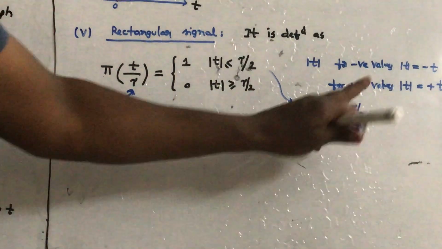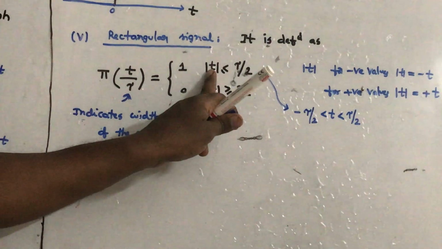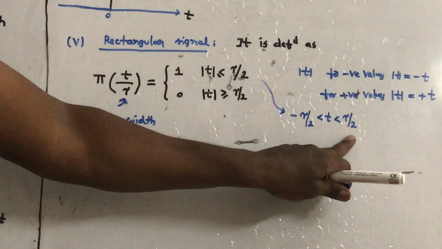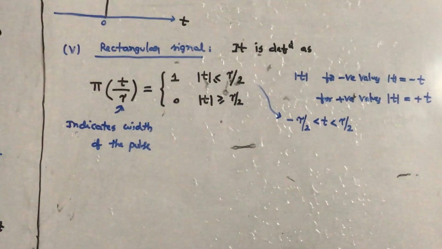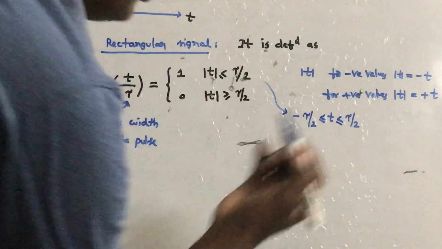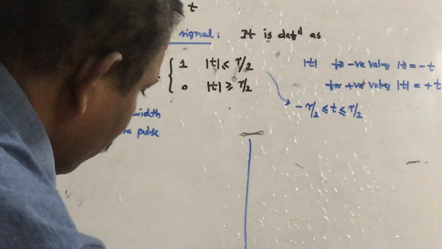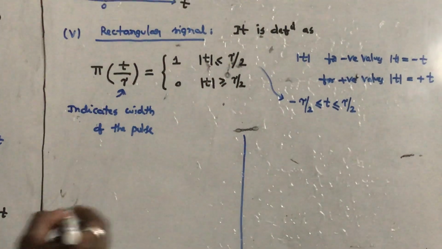In another way, you can understand by substituting this basic concept here. So you get this interval, and during this interval its value is 1. So how to draw this function? Let us check it out.